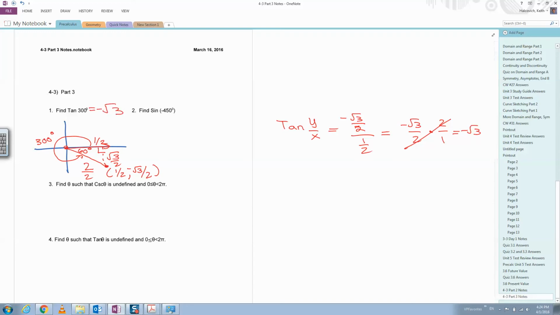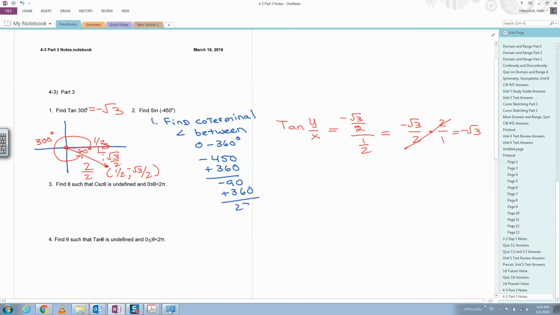The sine of negative 450. Well, remember, whenever it is bigger than 360 degrees or it's negative, we want to find the coterminal angle that is between 0 and 360 degrees. So if I add 360, I still have negative 90. So if I add 360 more, I get positive 270.